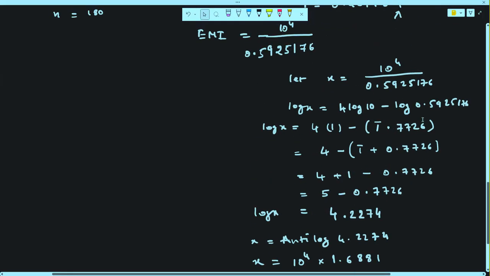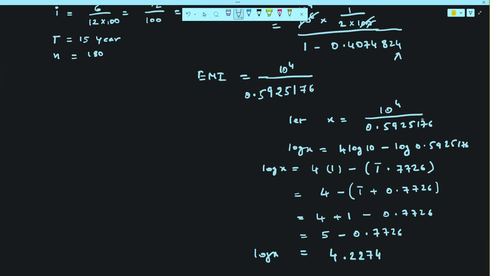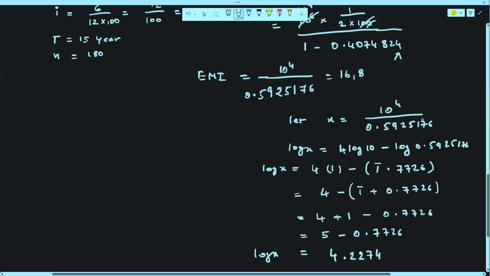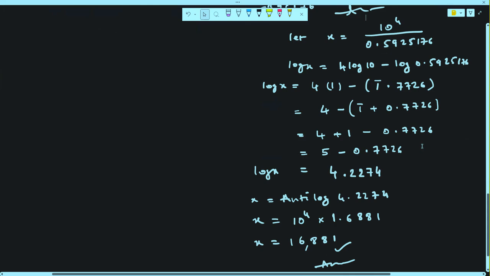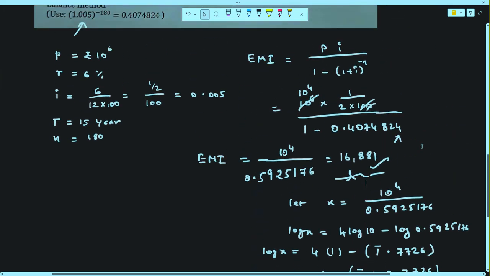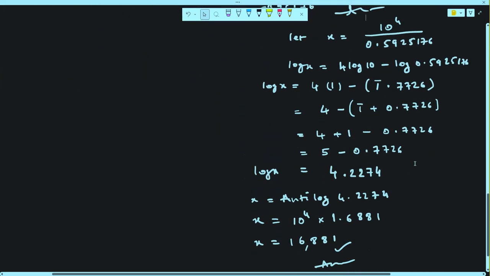Of course, it will be substituted here. 16,881 rupees. This is the answer of this question. And you must also present these logarithmic calculations in the answer sheet. That will be advised to you. Understood this question?